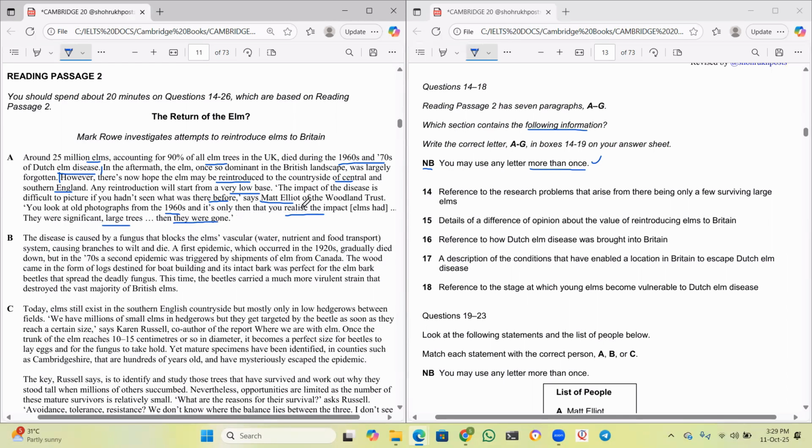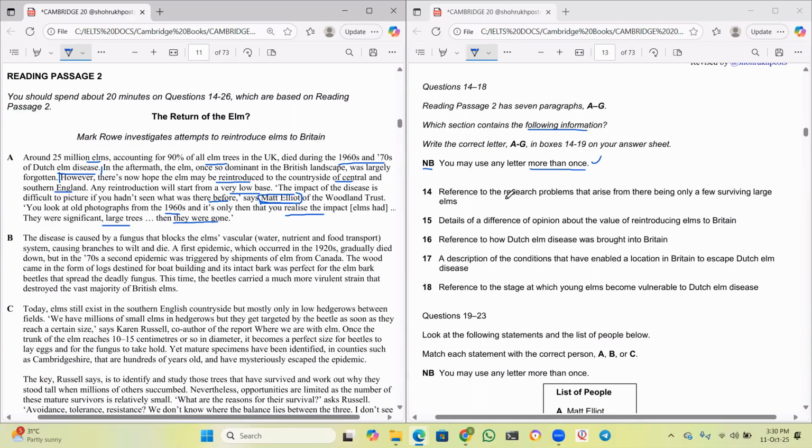One more hint, guys: whenever you come across names, try to remember them, because later we have matching the people. Whatever Matt Elliott said, we have to remember, because when we go to the next section, it will be easy for us to answer. So whatever is given in A, we understood, right? Now let us match it with questions 14 to 18.